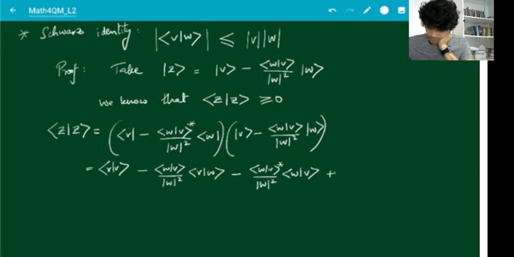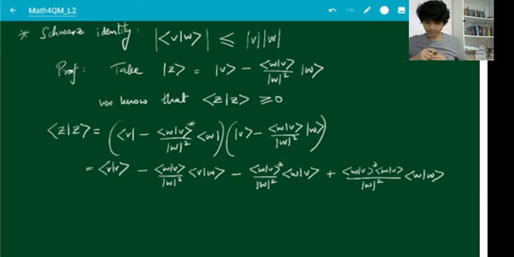So plus w v star, w v, mod w squared, w. Why do I keep calling it omega? Sorry, whenever I say omega I mean w. I don't know why I'm mixing the two up. Okay, now let's see, some things are going to cancel off.